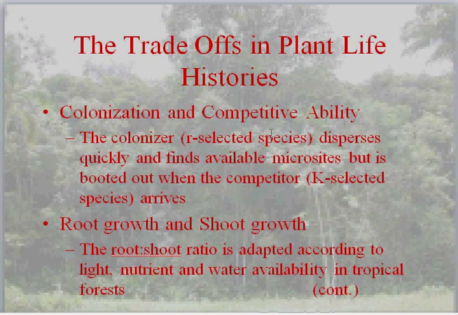Root growth and shoot growth are also another trade-off. Root-shoot ratio is adapted according to light, nutrient and water availability in forests. If there is a large amount of light available, then quite often the root-shoot ratio will be relatively high. In the understory of the forest, where there's not much light available, you need more shoot to be able to capture what little light there is. So the root-shoot ratio is going to be much lower.